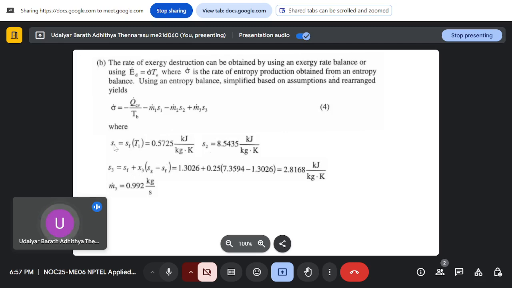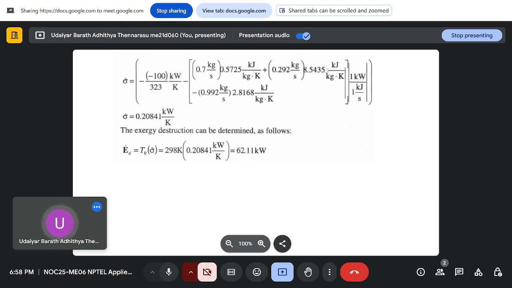So entropy in for stream 1 is 0.5725, and at S2 is 8.5435, and S3 is the two-phase condition. So there with the dryness fraction I find out the entropy to be 2.8168, and mass 3 is the summation of both the inlets, 0.7 plus 0.292, so comes out to be 0.992 kg per second.